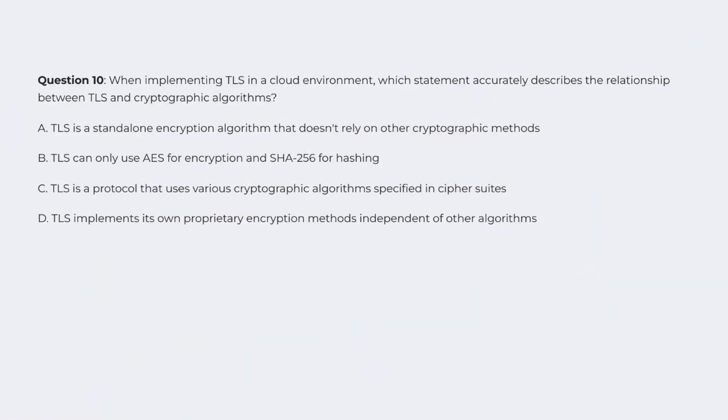Question 10. When implementing TLS in a cloud environment, which statement accurately describes the relationship between TLS and cryptographic algorithms? A. TLS is a standalone encryption algorithm that doesn't rely on other cryptographic methods. B. TLS can only use AES for encryption and SHA-256 for hashing. C. TLS is a protocol that uses various cryptographic algorithms specified in cipher suites. D. TLS implements its own proprietary encryption methods, independent of other algorithms.